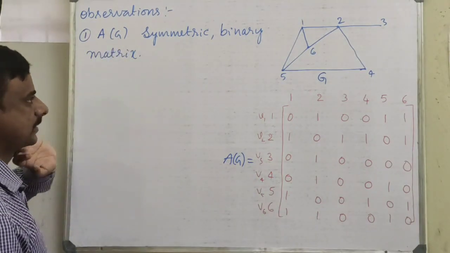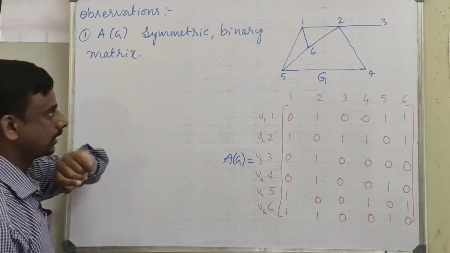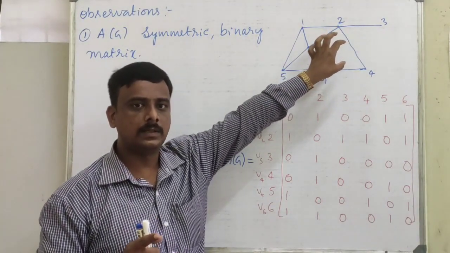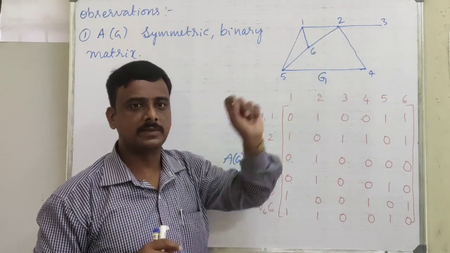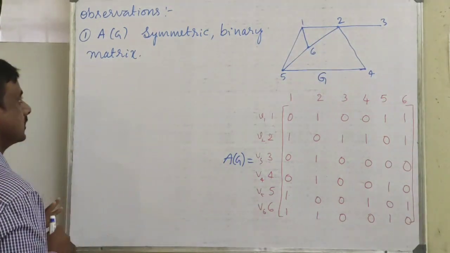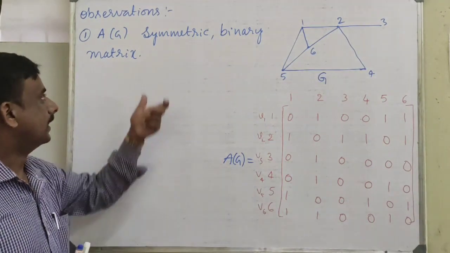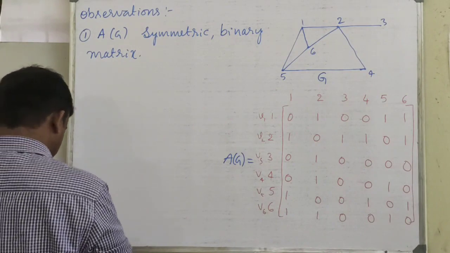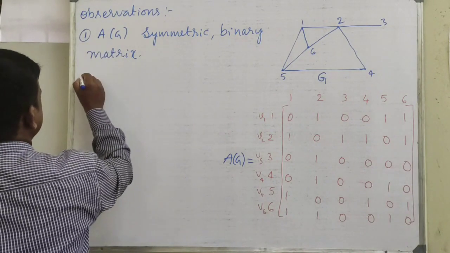So, this is the first observation. As I told already, if you have a graph of order n, then its adjacency matrix will be of order n cross n, and it is always a square matrix. So, any symmetric matrix must be a square matrix also. That is the first observation.